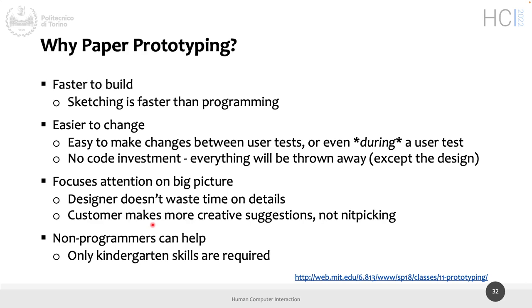It's easier to change. So it's easy to throw away a part of the paper prototype. It's a piece of paper. You pick the piece of paper and throw it in the trash bin, and you start again. And there is no investment in code, in software, in anything, because it's just a piece of paper with a pen. So if you make any mistakes, you can throw it away and do it again, and 3 seconds after you are up and running again.